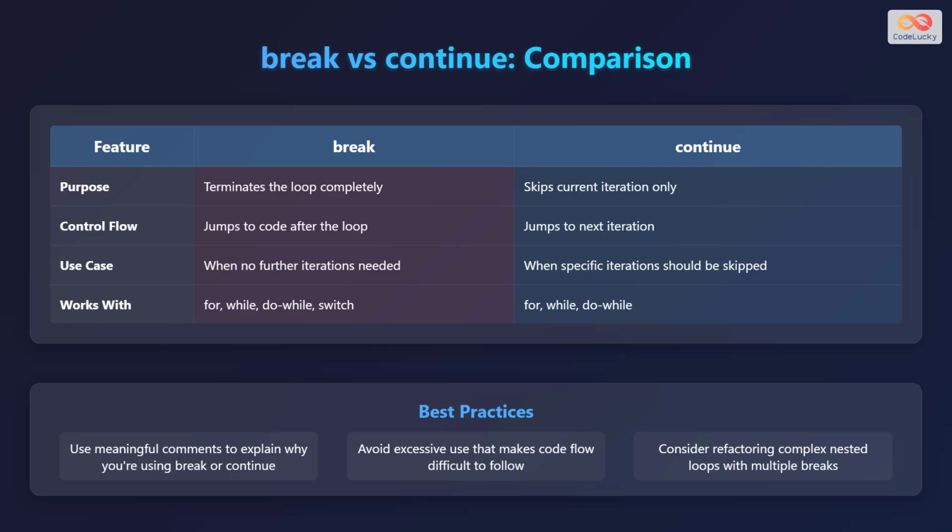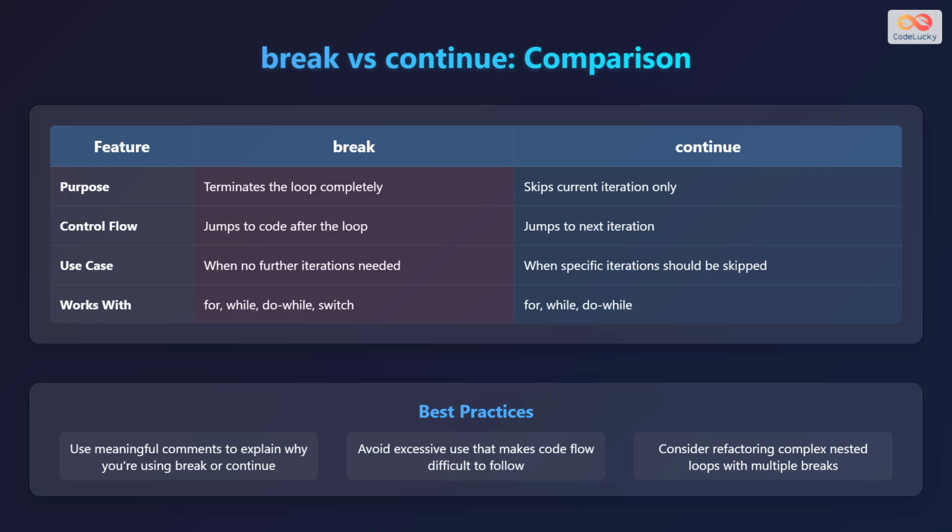Let's compare the break and continue statements. The break statement terminates the loop completely, while the continue statement only skips the current iteration. Break jumps to the code after the loop, while continue jumps to the next iteration. The break statement is used when no further iterations are needed, whereas continue is used when specific iterations should be skipped. The break statement can be used with for, while, do while loops and switch statements, but continue can only be used with for, while, and do while loops.